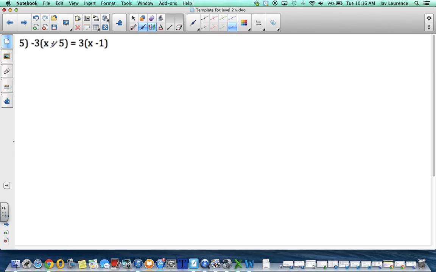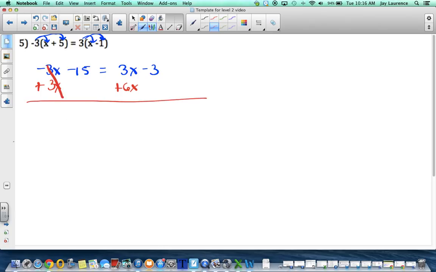All right, so I've got problem number 5. Now I'm going to go ahead and distribute here. And when I do, I'm going to get negative 3x minus 15. And then I'll distribute on the other side, and when I do, I will get 3x minus 3. Now I don't like it because there are x's on both sides. I'm going to get rid of this negative 3x. When I do that, I'm going to get a negative 15 equal to a 9x minus 3.